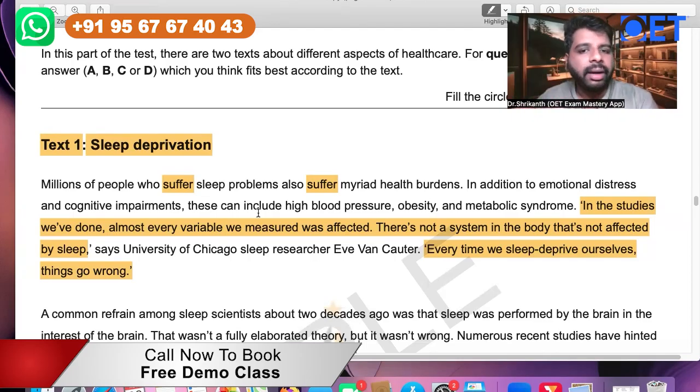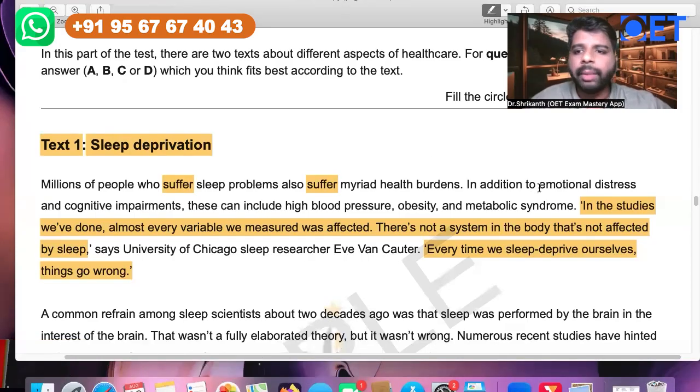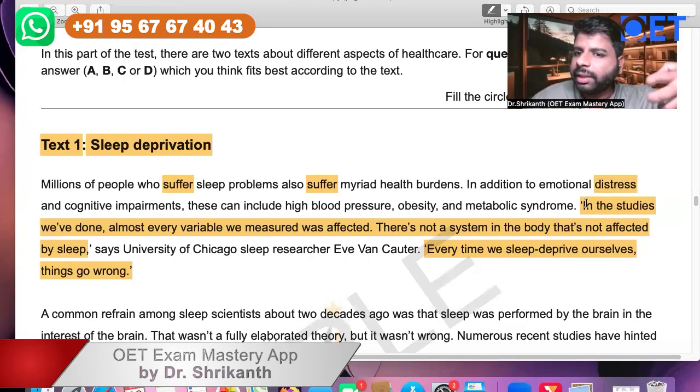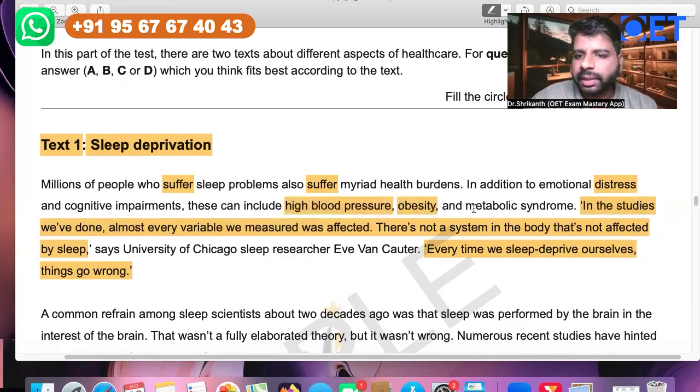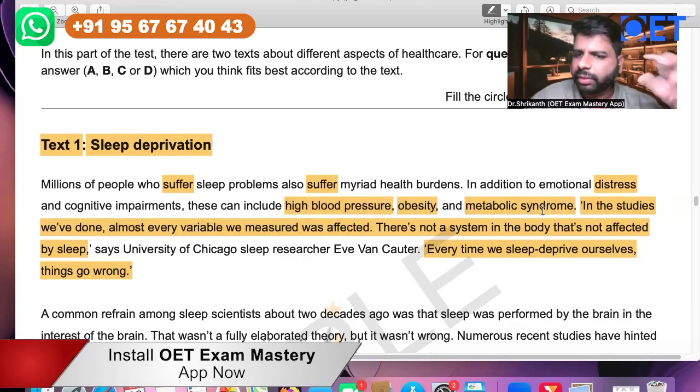It will help you to understand the point of view of the writer. And this you have to connect with the words of Yvonne Cotter so that it makes a little bit more sense. In addition to emotional distress, and cognitive impairments, these can include high blood pressure, obesity, and metabolic syndrome. Okay, so these are not emotive words. Distress is an emotive word, right?